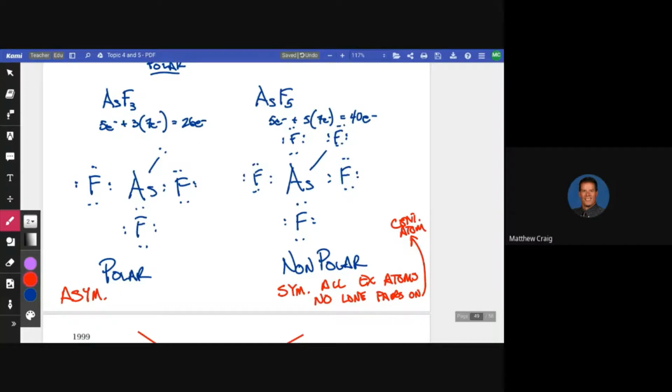Whereas the AsF3 is asymmetrical and has a lone pair on the central atom, with a lone pair of electrons on the central atom.